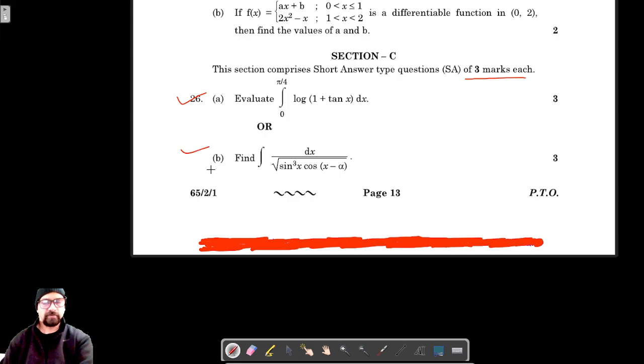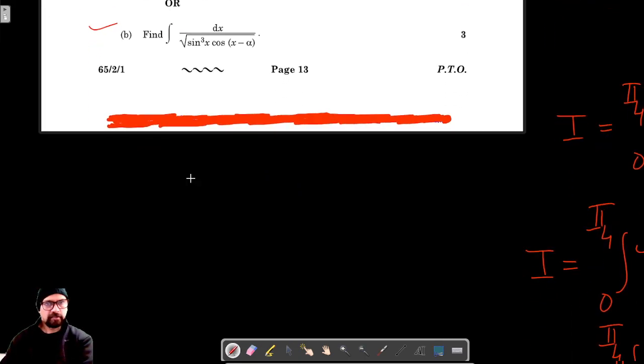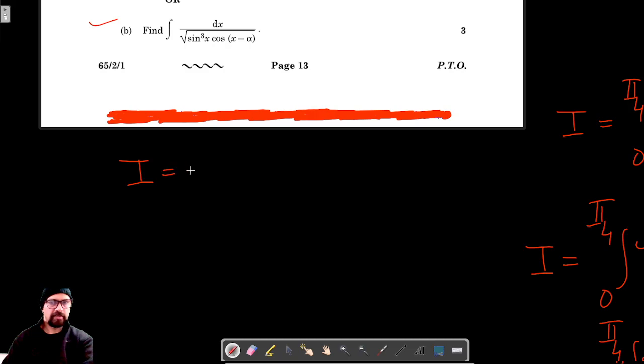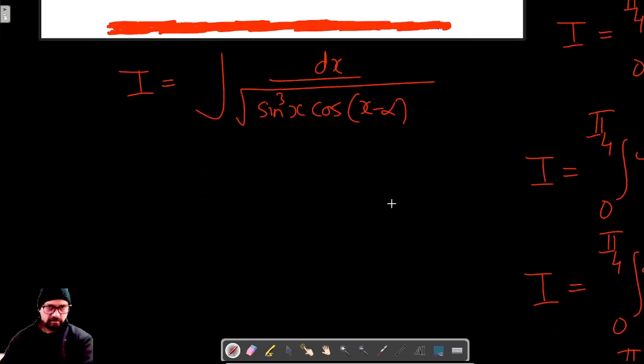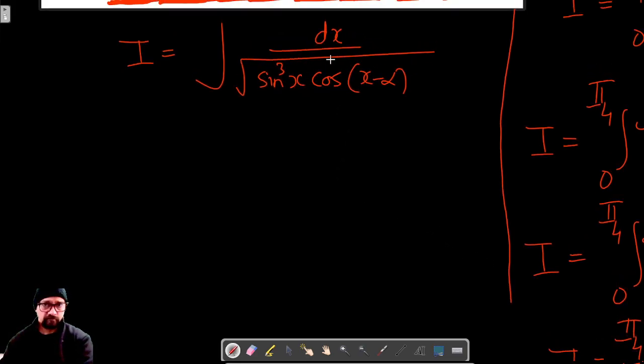Let's move on to the second part. We have to evaluate the integral. So our integral I is equal to the integration of dx upon under root of sine cube x into cos of x minus alpha. Okay, here we are going to make some adjustments because it's not in the standard form to be integrated yet. So in this root, we are going to multiply and divide by sine x, all within the root.